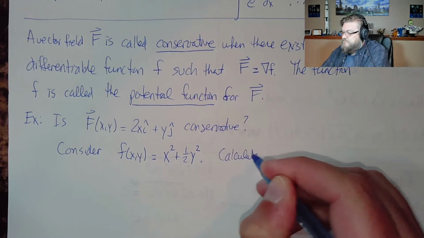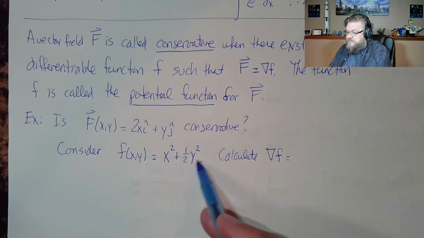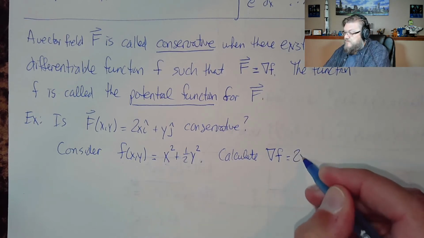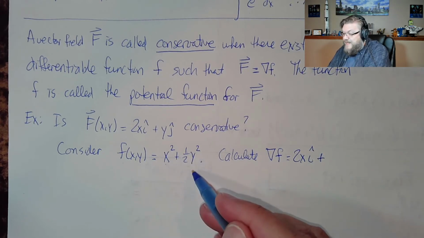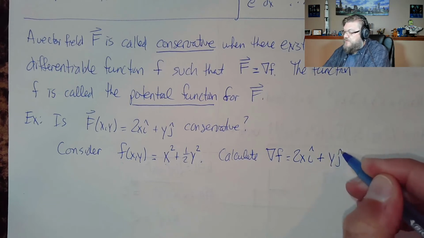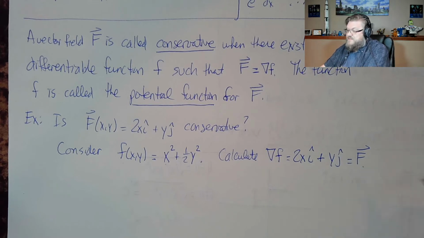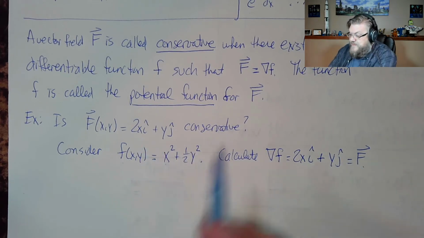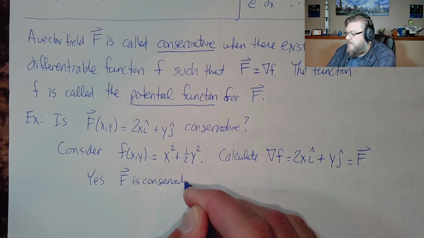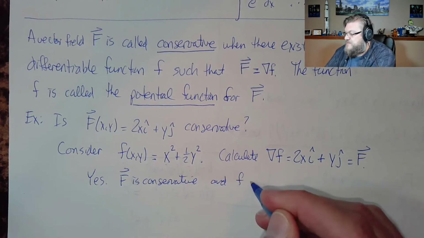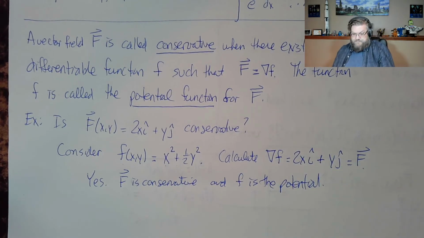Calculate the gradient of little f. Well, what's the gradient of little f? I'm going to take the derivative of this with respect to x, which is 2x. That's the i component. And then I add to that the derivative of this with respect to y. That's going to be y, and that's the j component. But wait a minute, that's capital F. So in other words, this field is conservative. So the answer is yes, F is conservative. And little f is the potential function, or the potential, if you want to call it that. See that?